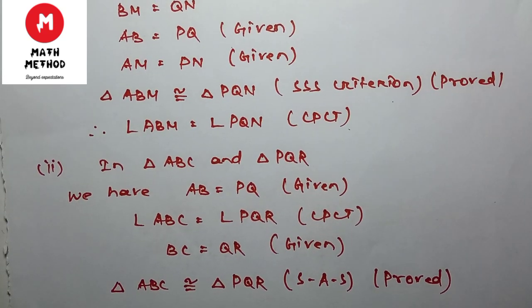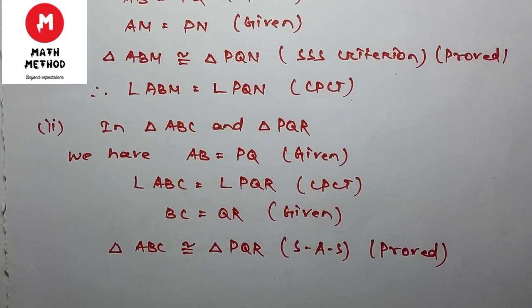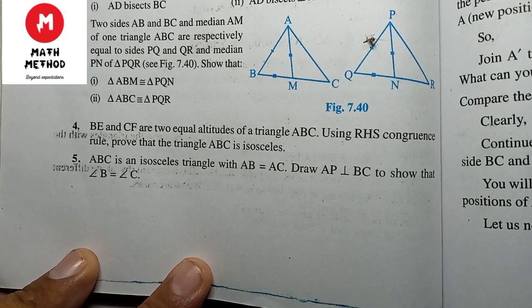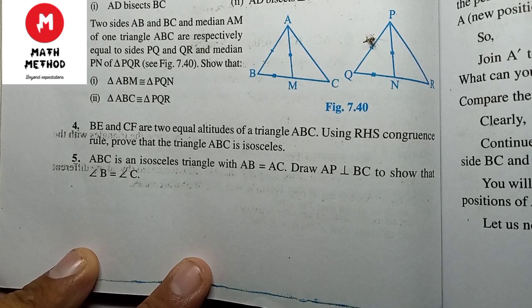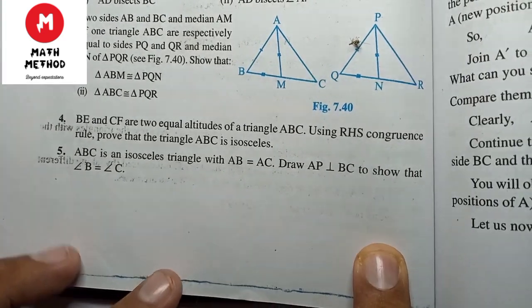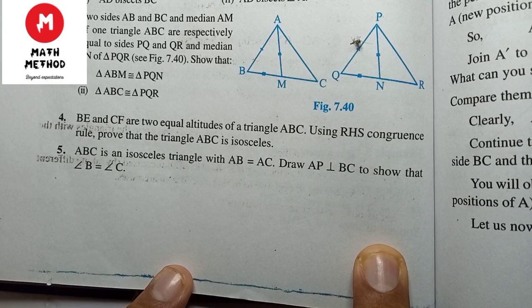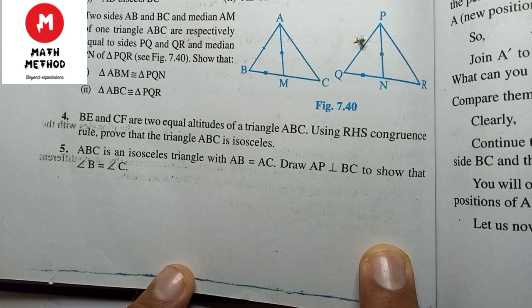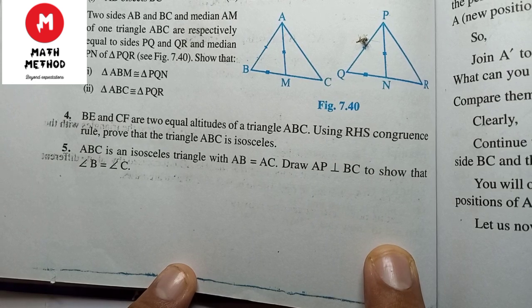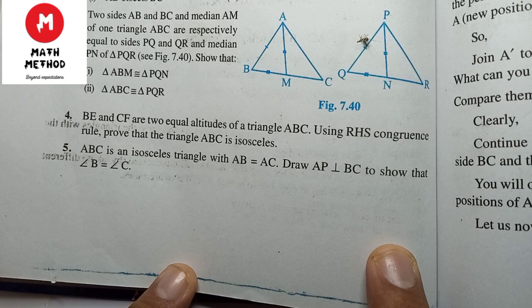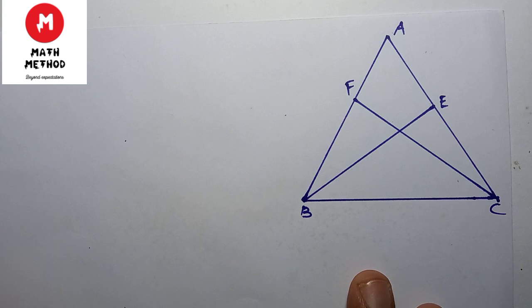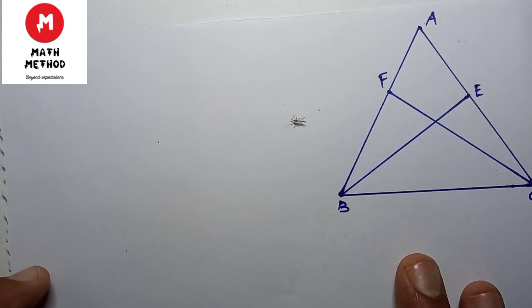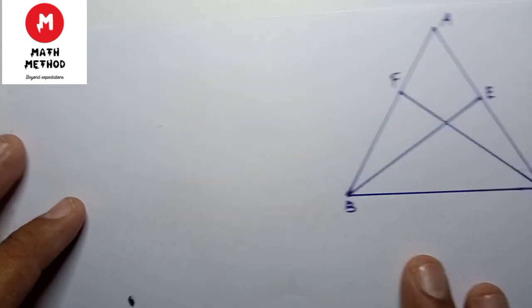So now question number 3 is over. Next is question number 4. Here is our question number 4. BE and CF are two equal altitudes of a triangle ABC. Using RHS congruence rule, prove that triangle ABC is isosceles, means both sides are equal. So now here I have drawn this figure. Triangle ABC, and BE and CF are altitudes of the triangle. Both are equal also. So equal altitudes of a triangle.